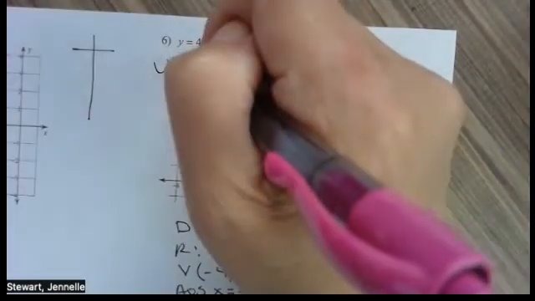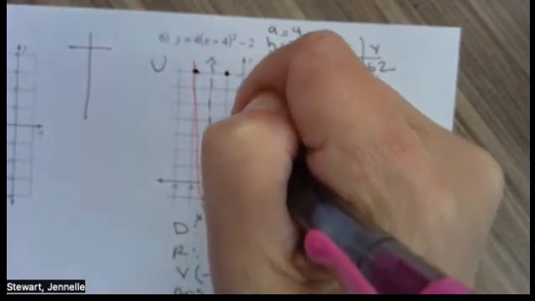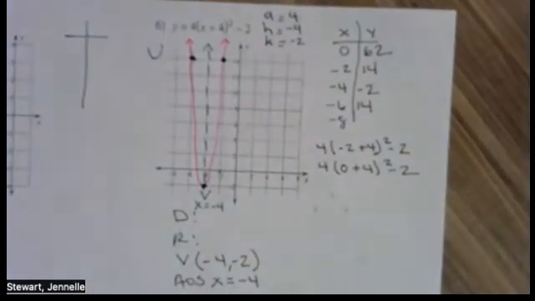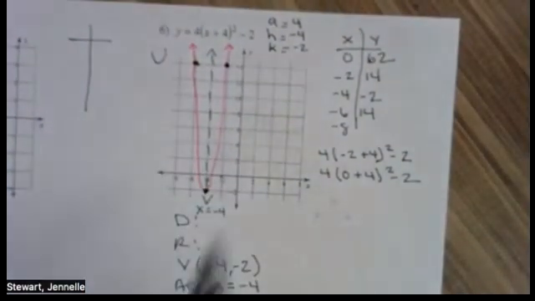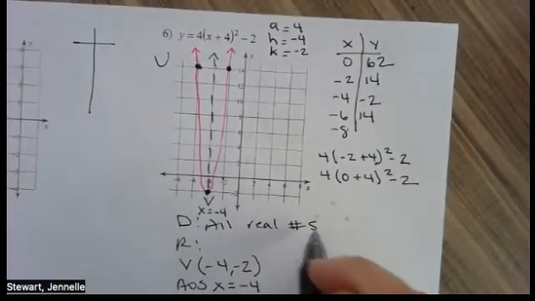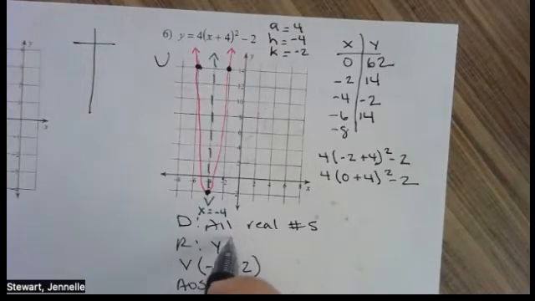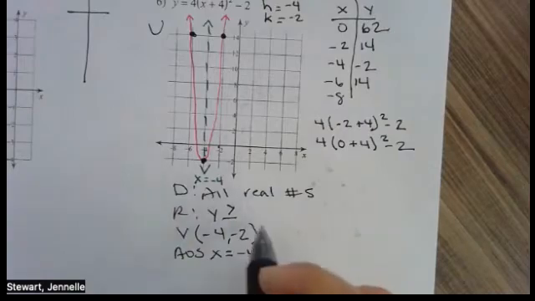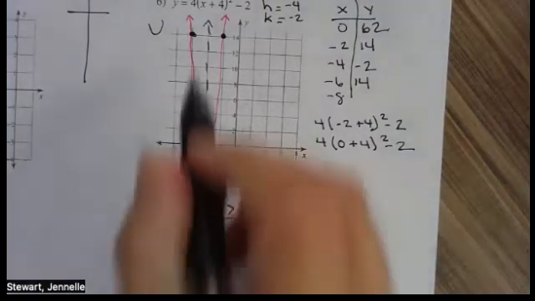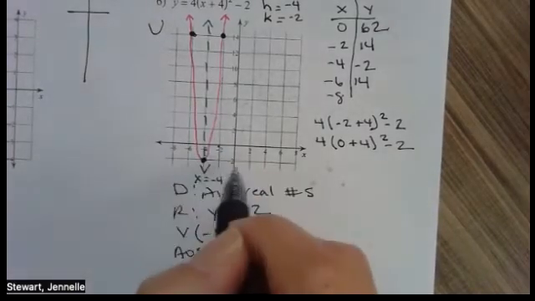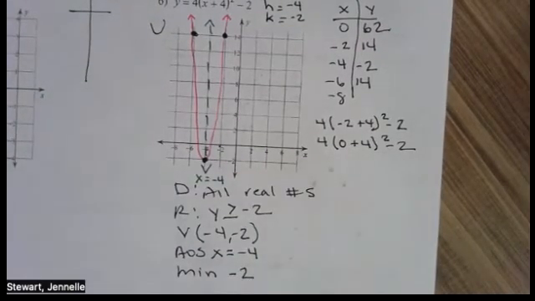So let's go ahead and sketch our graph. Okay, domain, all real numbers. Range, since it's going up, y is greater than or equal to the lowest point here, the vertex, which is negative 2. It's a minimum since it's below, so it's a minimum at the y, which is negative 2.